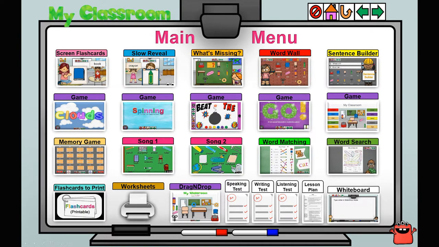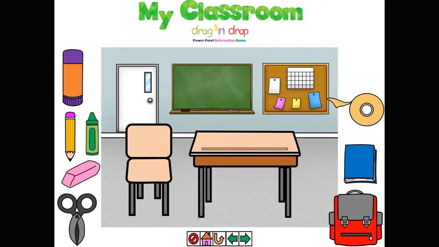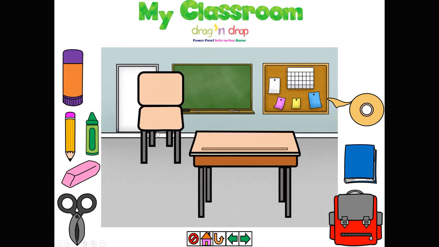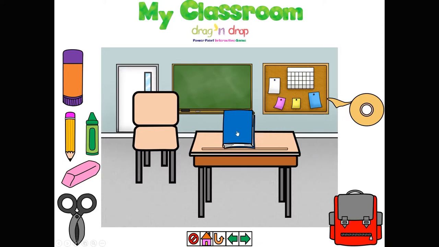And then I've included in this one a drag and drop in case you're teaching where is the book, which is another common thing. So you can have, for instance, where is the book? The book is on the desk if you're teaching it with prepositions. So you just click once to grab it, and you click again to drop it.